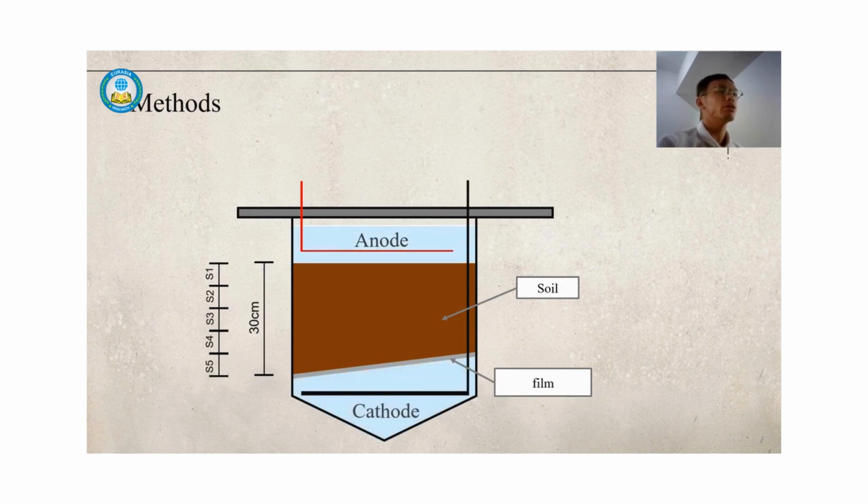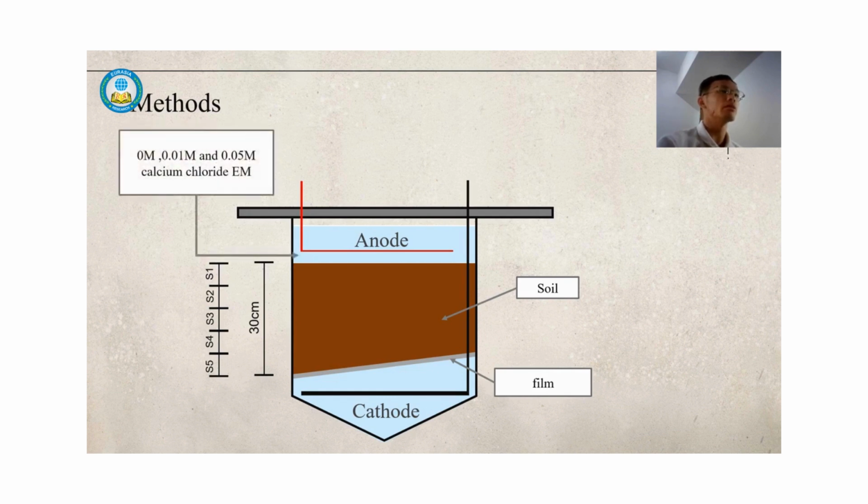For my research, I will conduct 3 sets of experiments. The difference between the 3 groups of experiments is that different concentrations of calcium chloride were added to the original electrolyte solution. The concentrations are 0 mole, 0.01 mole, and 0.05 mole calcium chloride in EM.